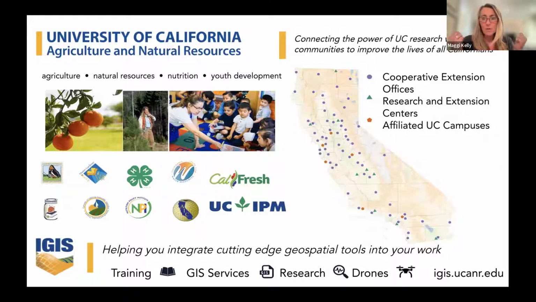We want to help you use tools that revolve around mapping or data to make your work better. We do that through these kinds of trainings, through a service center. We have research projects that we can help with, and then we also fly a bunch of drones. So that's just the bigger picture of where we're all coming from. There's lots of other statewide programs in UCANR. You might be familiar with 4-H or CalFresh or UCIPM. Anyway, it's a super cool organization to be part of.